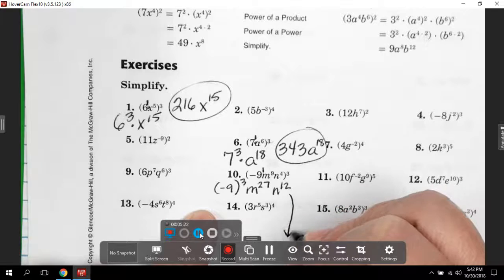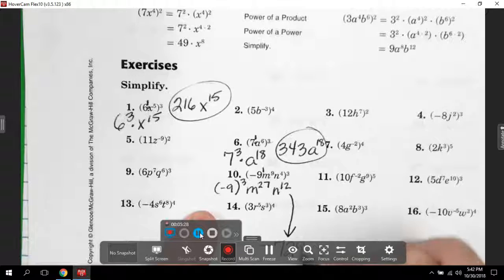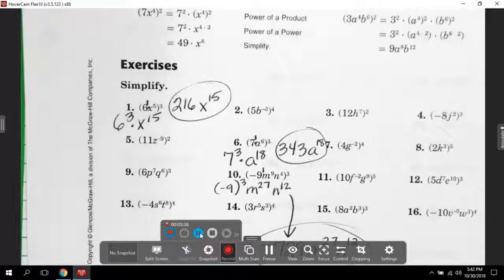Now we're going to need to create some room here. Negative 9 to the 3rd power is negative 729. m to the 27th and n to the 12th. And we're done. That's problem number 10.